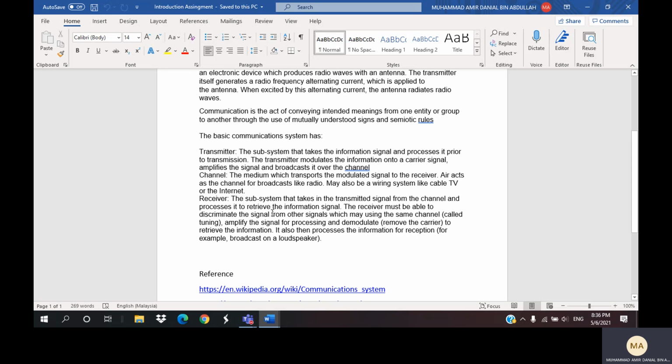Third, receiver. Receiver is the subsystem that takes the transmitted signal from the channel and processes it to retrieve the information signal. The receiver must be able to discriminate the signal from other signals which may be using the same channel, which is called tuning. It also amplifies the signal for processing and demodulates to retrieve the information. It also processes the information for reception, for example a loudspeaker.